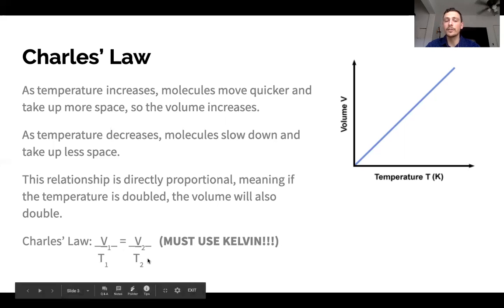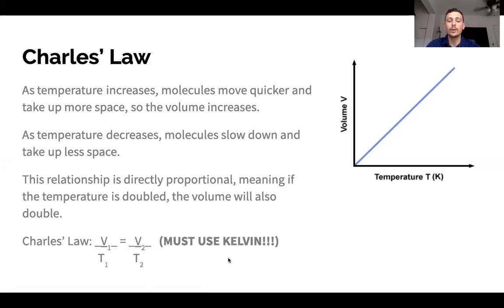And again, I mentioned this at the very beginning of the unit, but for this unit, we always have to use Kelvin as our temperature. If we have Fahrenheit or Celsius, we're going to have to convert. And to go from Celsius to Kelvin, we just add 273. So it's a pretty simple conversion, but we have to remember to do it.